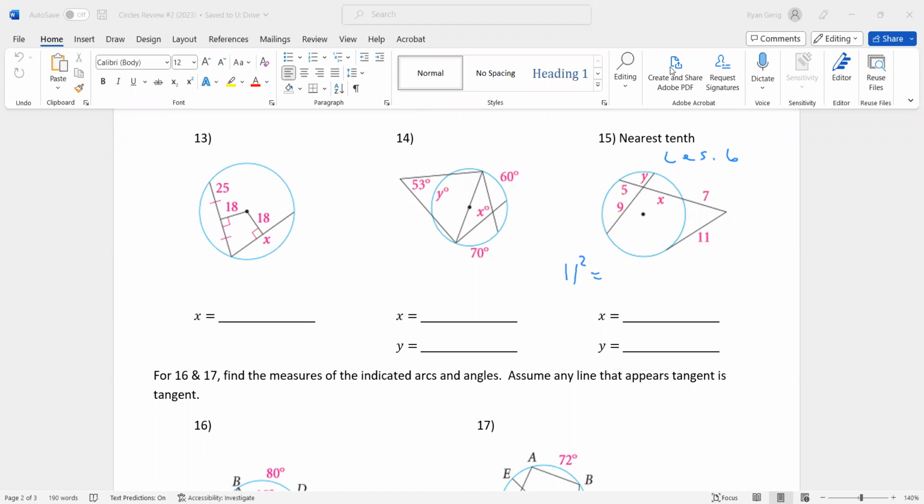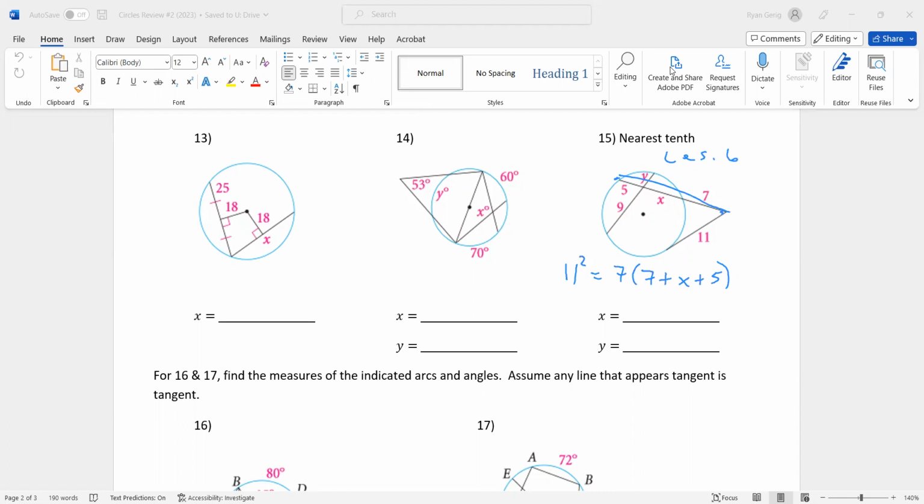Equals, the first segment is 7. The second segment's a little tricky. It's 7 plus X plus 5. I know the formula only has 2 numbers in there, but the distance from here to here is adding those 3 numbers up.